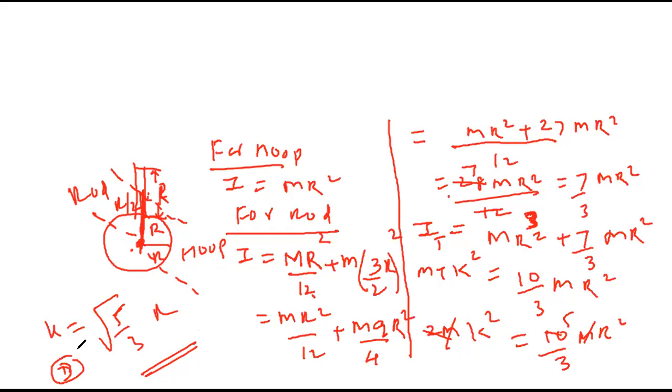So whenever they ask radius of gyration, first always find I of the system. Then that I is total mass into the square of the distance. Akansha, followed? 17th one? Yes, sir. Okay, okay.